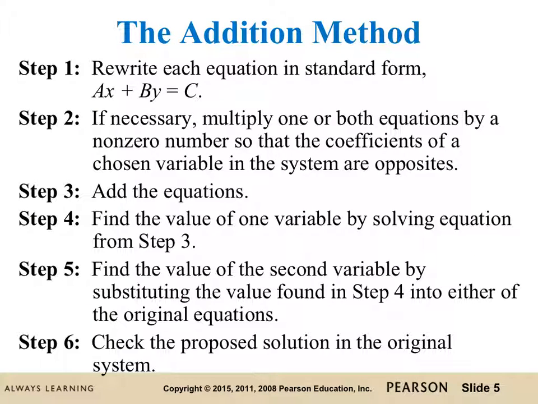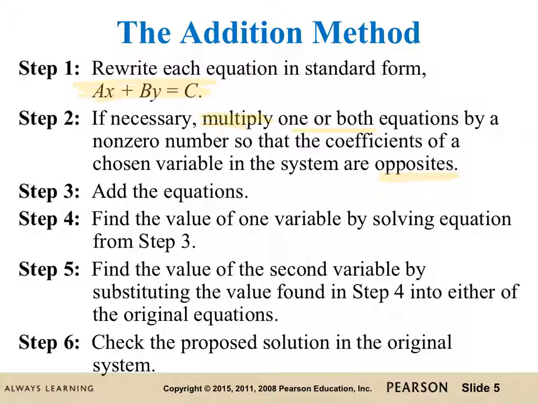So here's our actual method for solving systems of equations. First, you're going to rewrite the equations in standard form. Thus far, we've had our equations already written in standard form. This is our standard form, which is ax plus by equals c, where a, b, and c are all real numbers. If necessary, we will multiply one or both of the equations by some non-zero number so that the coefficients of the chosen variable are opposites.